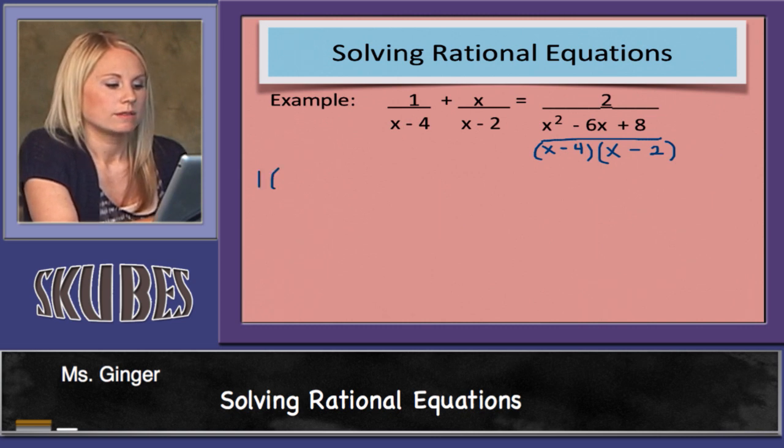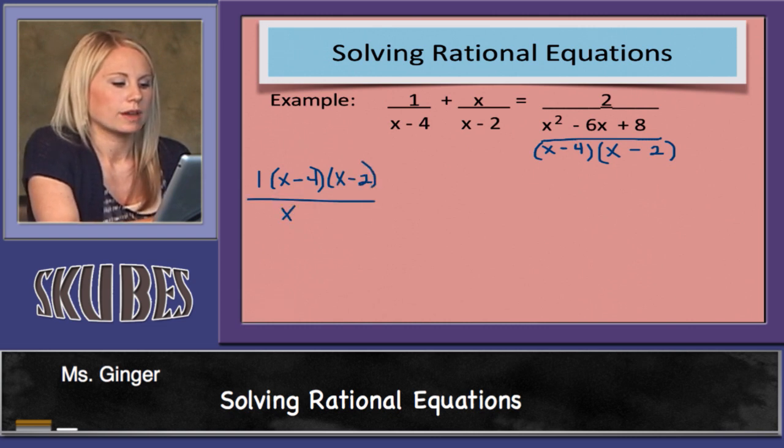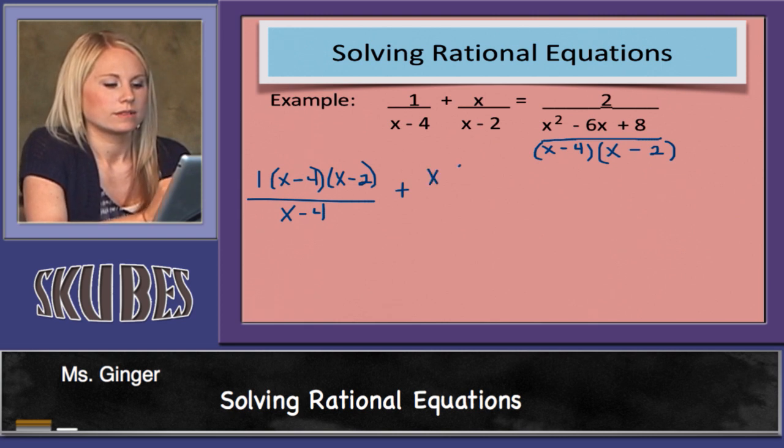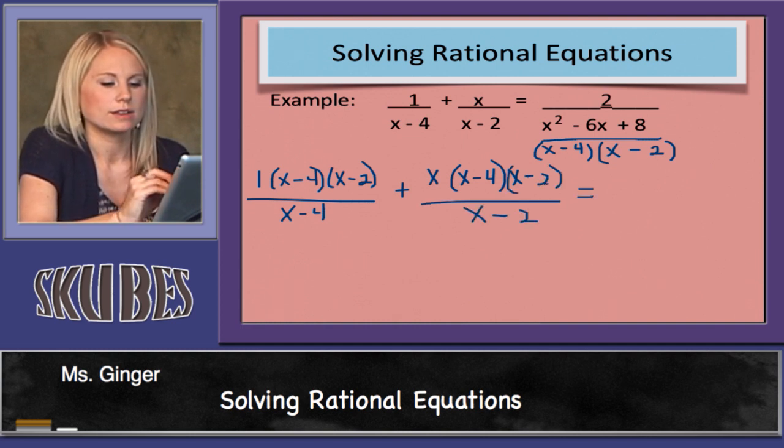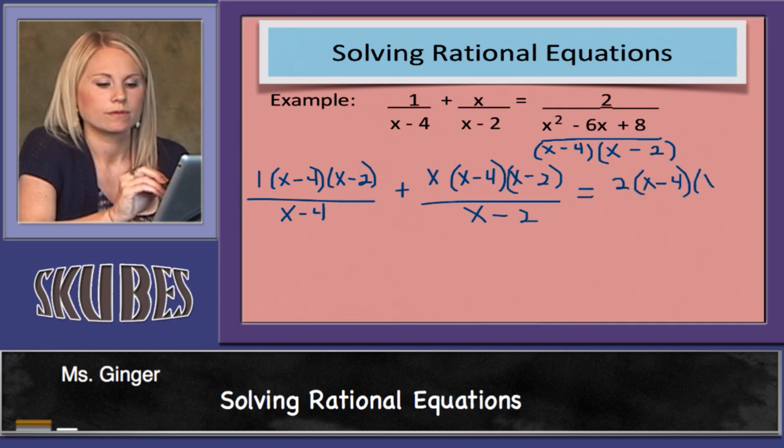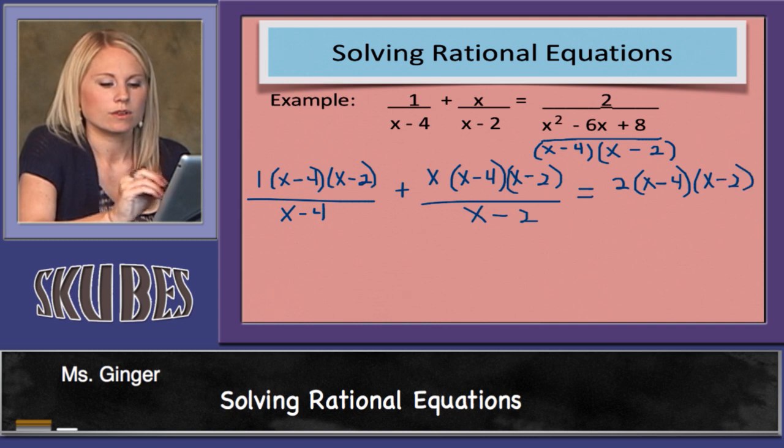So we've got 1 by all of this least common multiple, over my x minus 4, plus x times each of these again, over x minus 2, and then the right hand side 2 gets multiplied by everything as well, all over the same least common multiple.